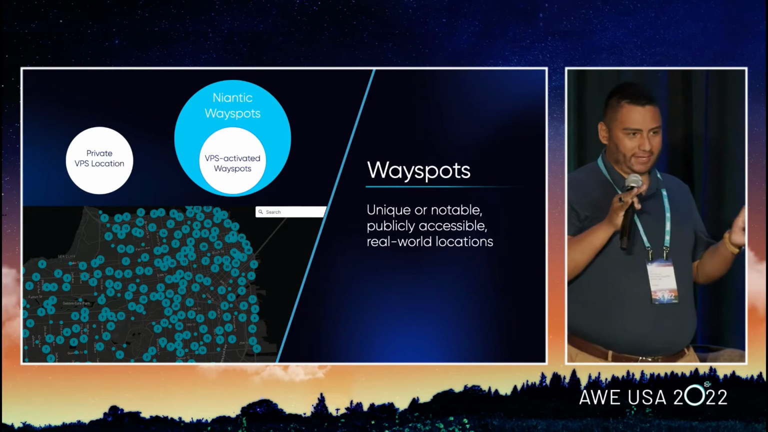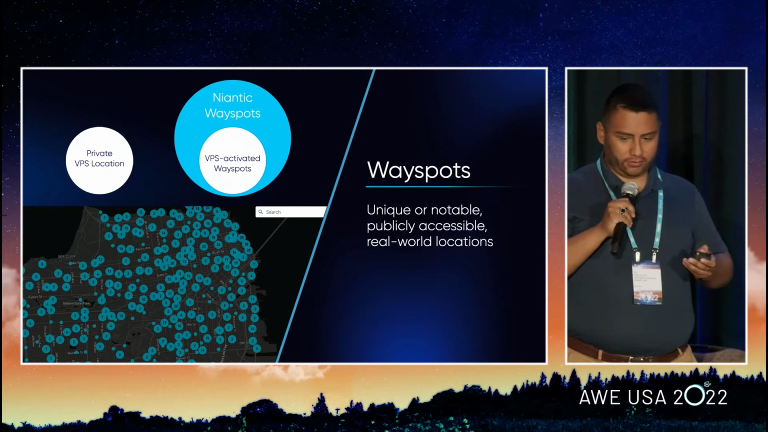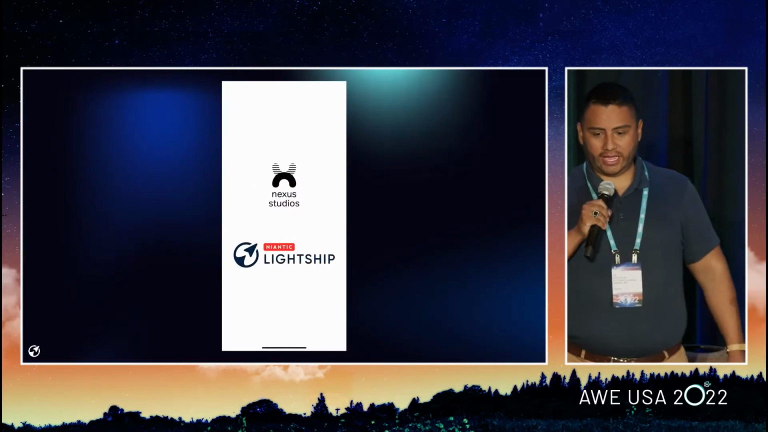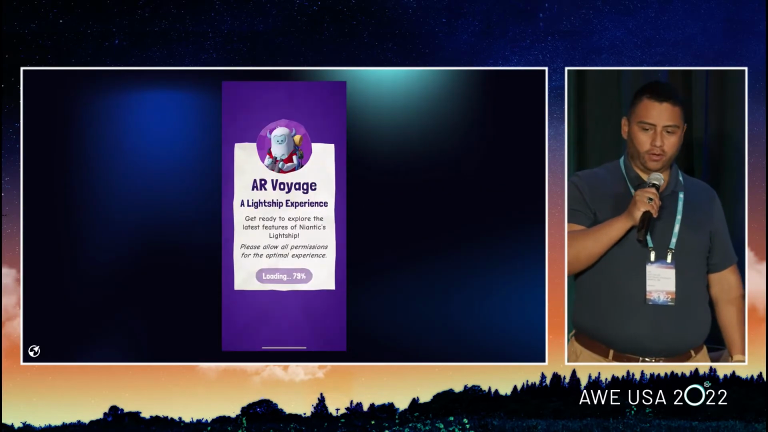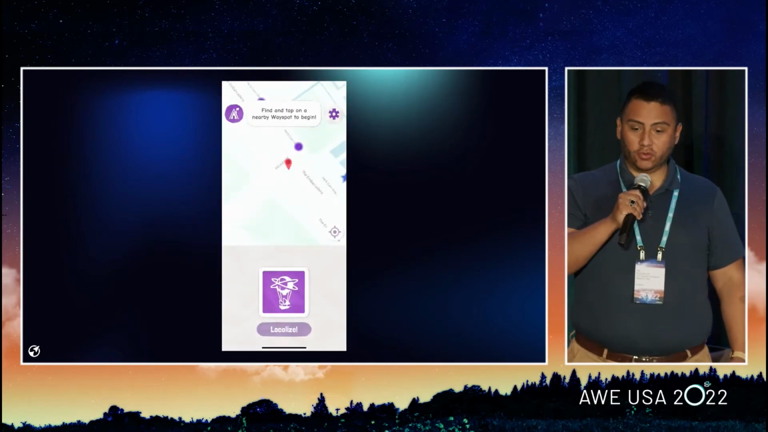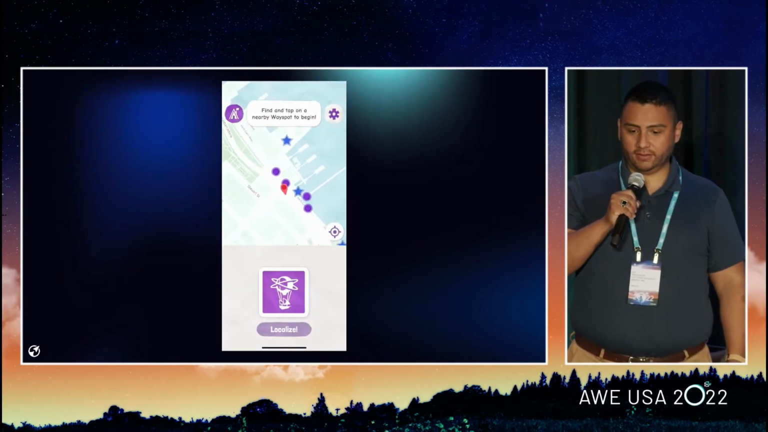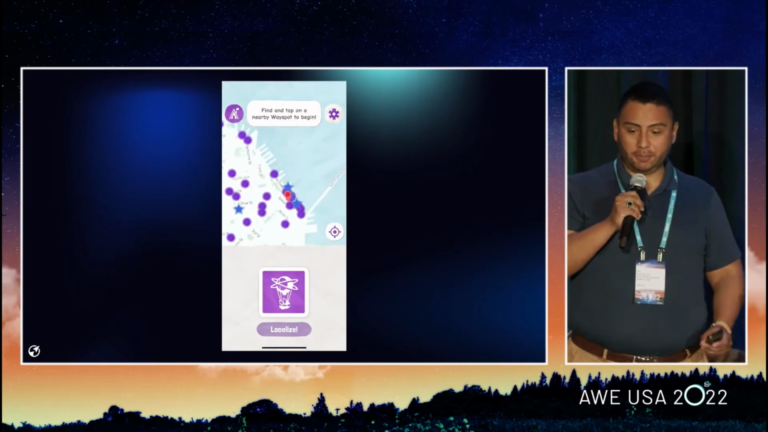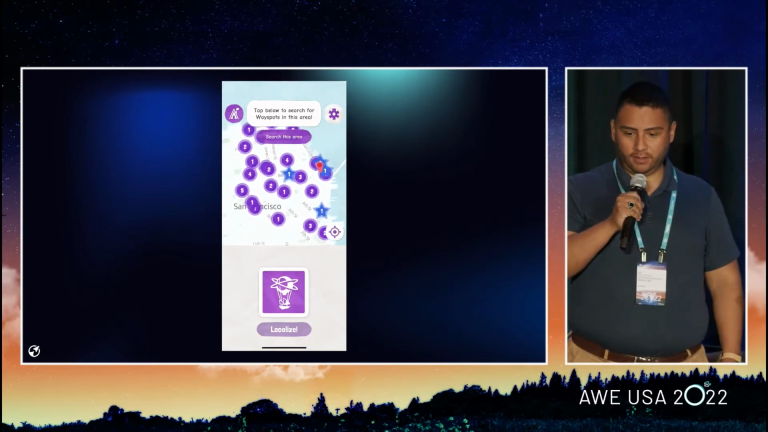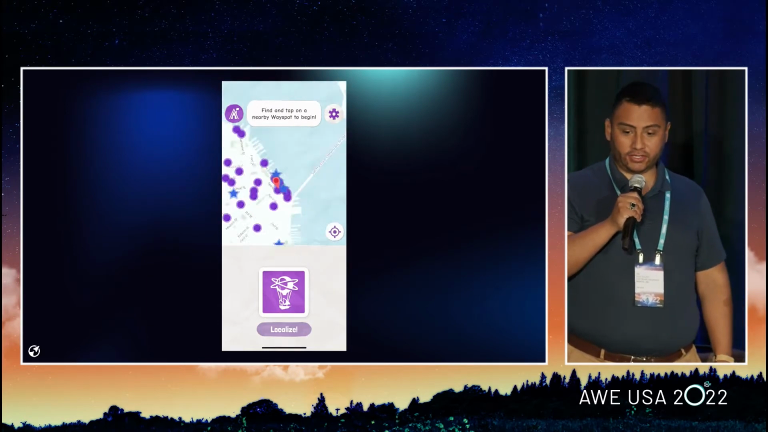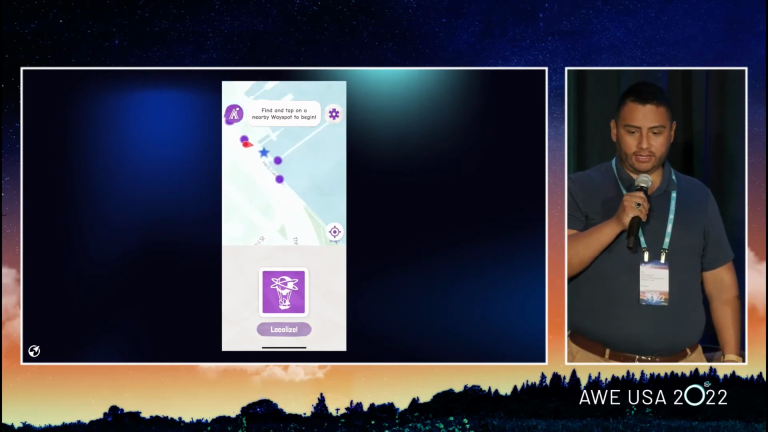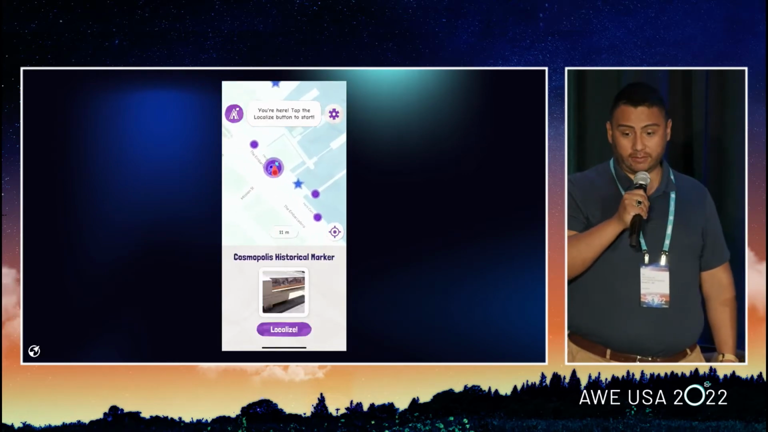Now that we have the basic concepts, let's tie everything together. We have an app called AR Voyage that showcases our Lightship VPS. You see a map here. Each purple dot is a Wayspot. Each Wayspot has certain information associated with it, including a name, a GPS location, and an image.